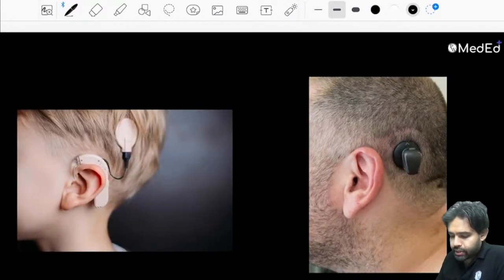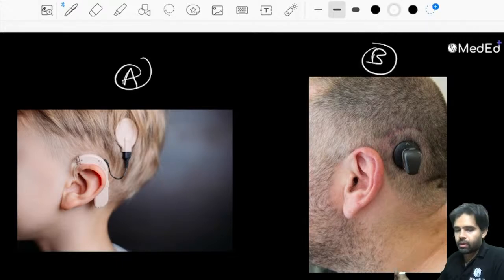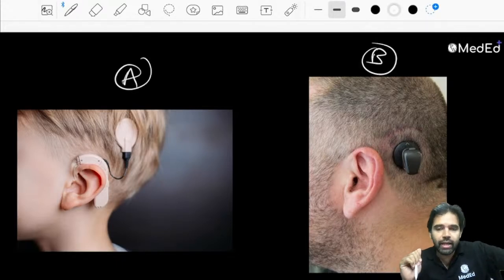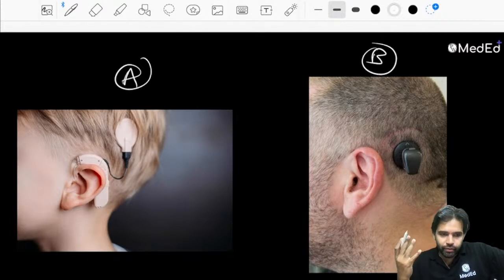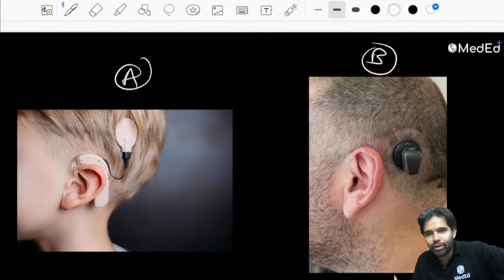All right. Now this is another area where people get confused. What is the difference between A and B? There are two main differences between A and B, in terms of indication, in terms of classification, in terms of what they are. Do you know what the difference is?